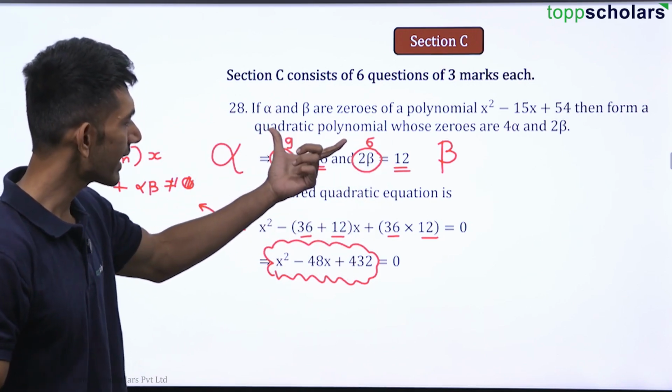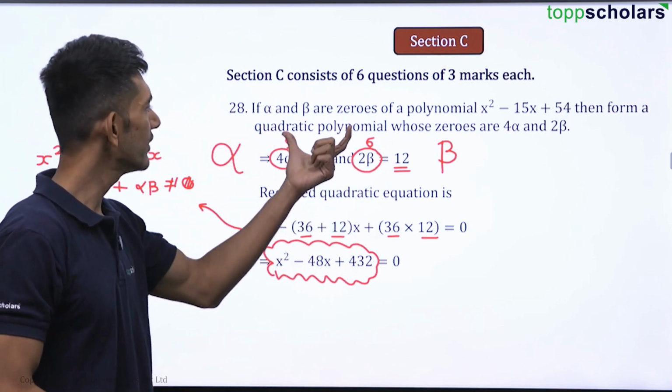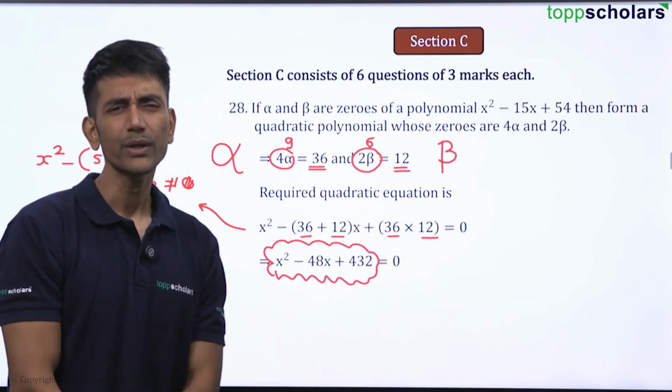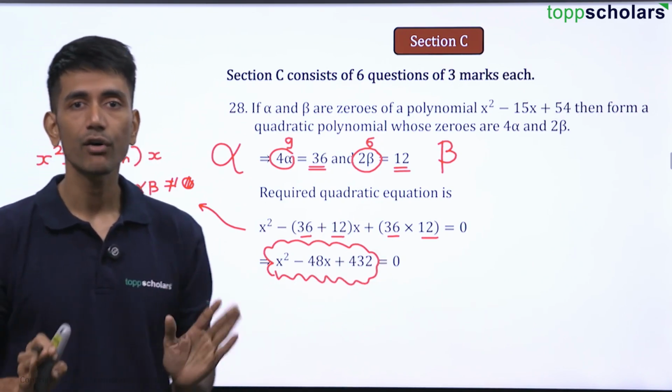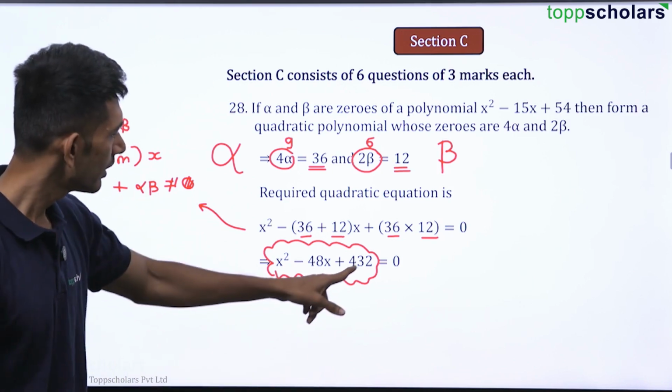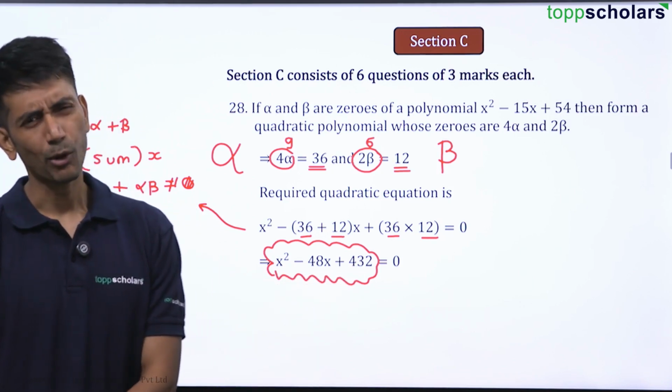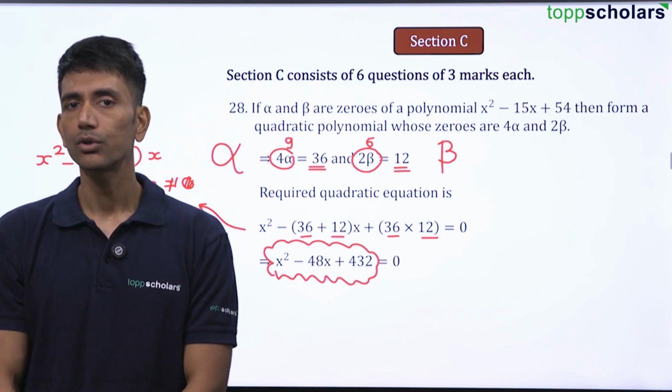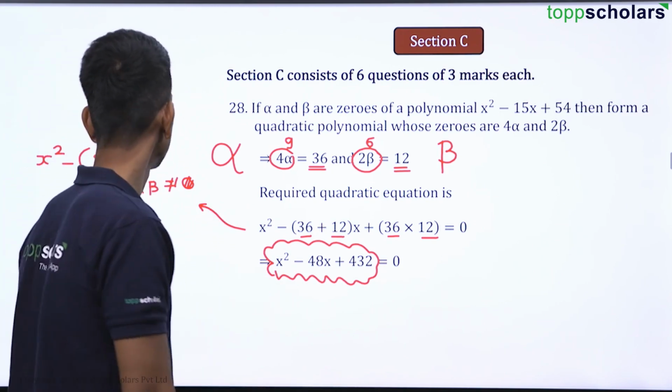If they are asking you quadratic polynomial, just write down this. If they ask you quadratic equation, write down equal to 0. That is the ideal way of doing it. When they say equation, write down equal to 0. When they say polynomial, even if you don't write down equal to 0, that is fine. Okay.